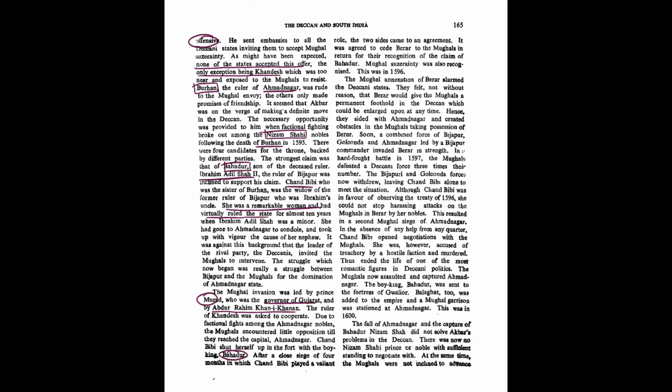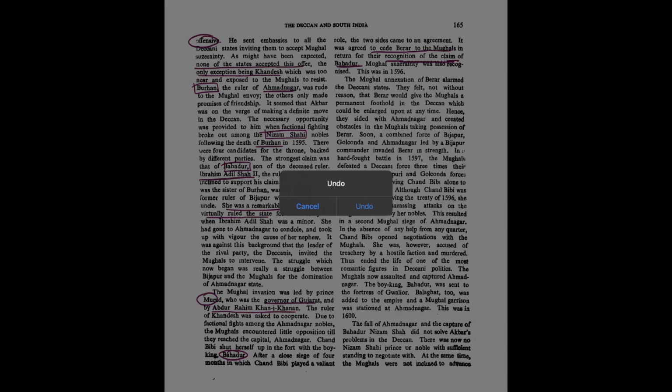After a close siege of 4 months in which Chand Bibi played a valiant role, the two sides came to an agreement. It was agreed to cede Berar to the Mughals in return of their recognition of the claim of Bahadur. Mughal sovereignty was also recognized. This was in 1596.